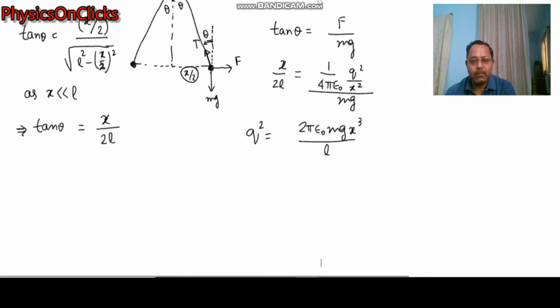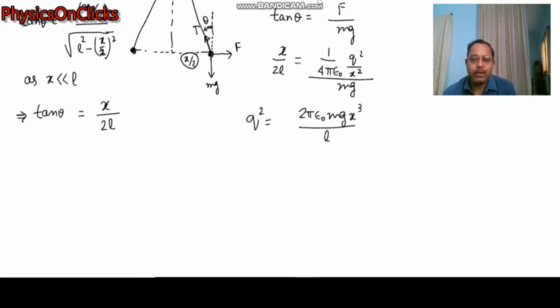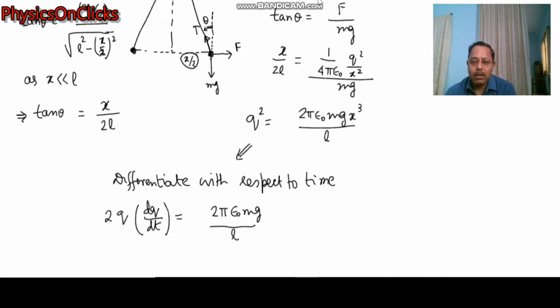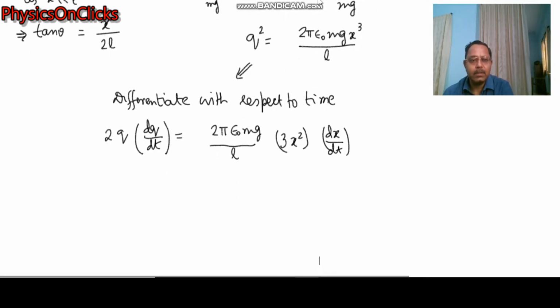So this is q square. Once we have found q square, we differentiate it with respect to time. If we differentiate with respect to time, we get 2q dq by dt, and on the other side we have 2 pi epsilon naught mg by L, and x cube becomes 3x square and then dx by dt. The dx by dt is nothing but the velocity, is it not?